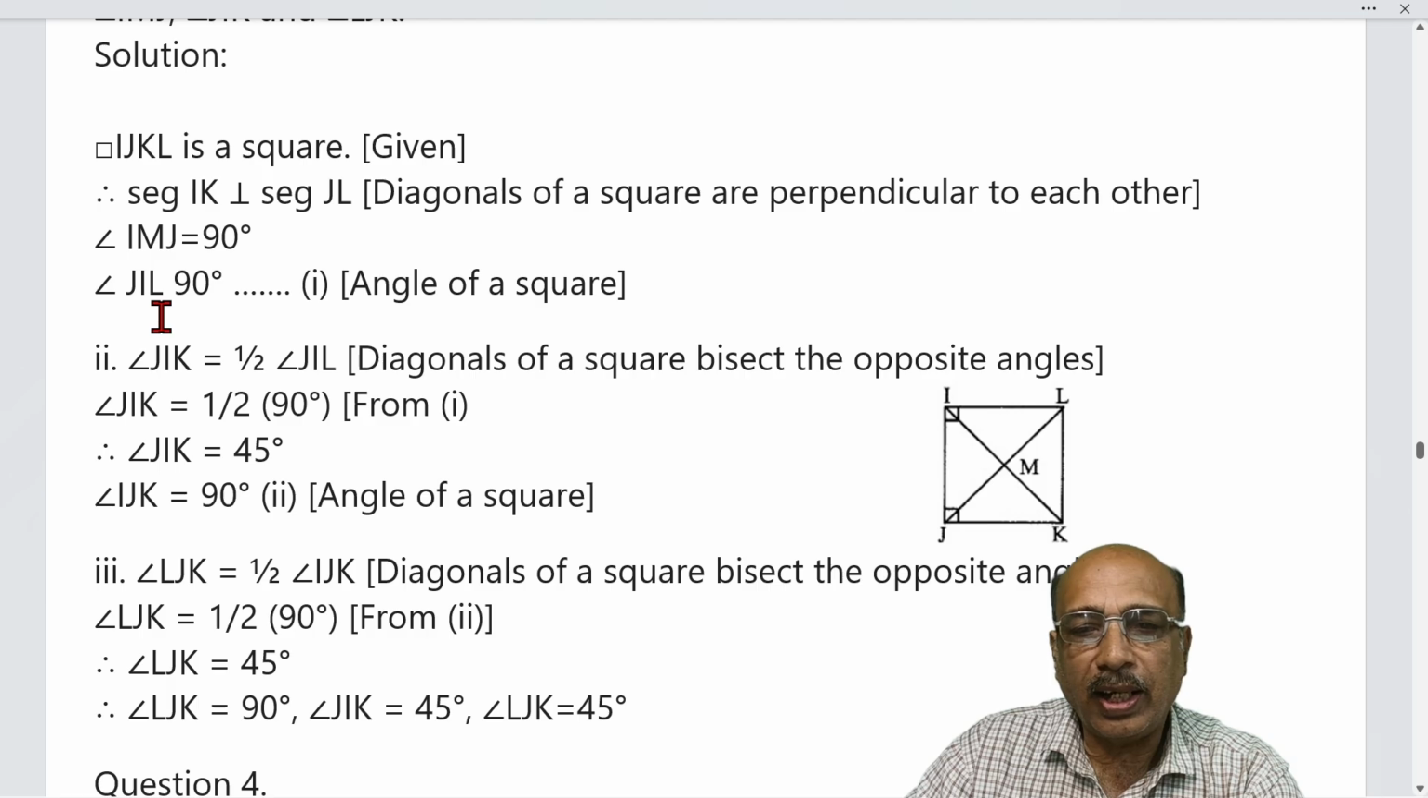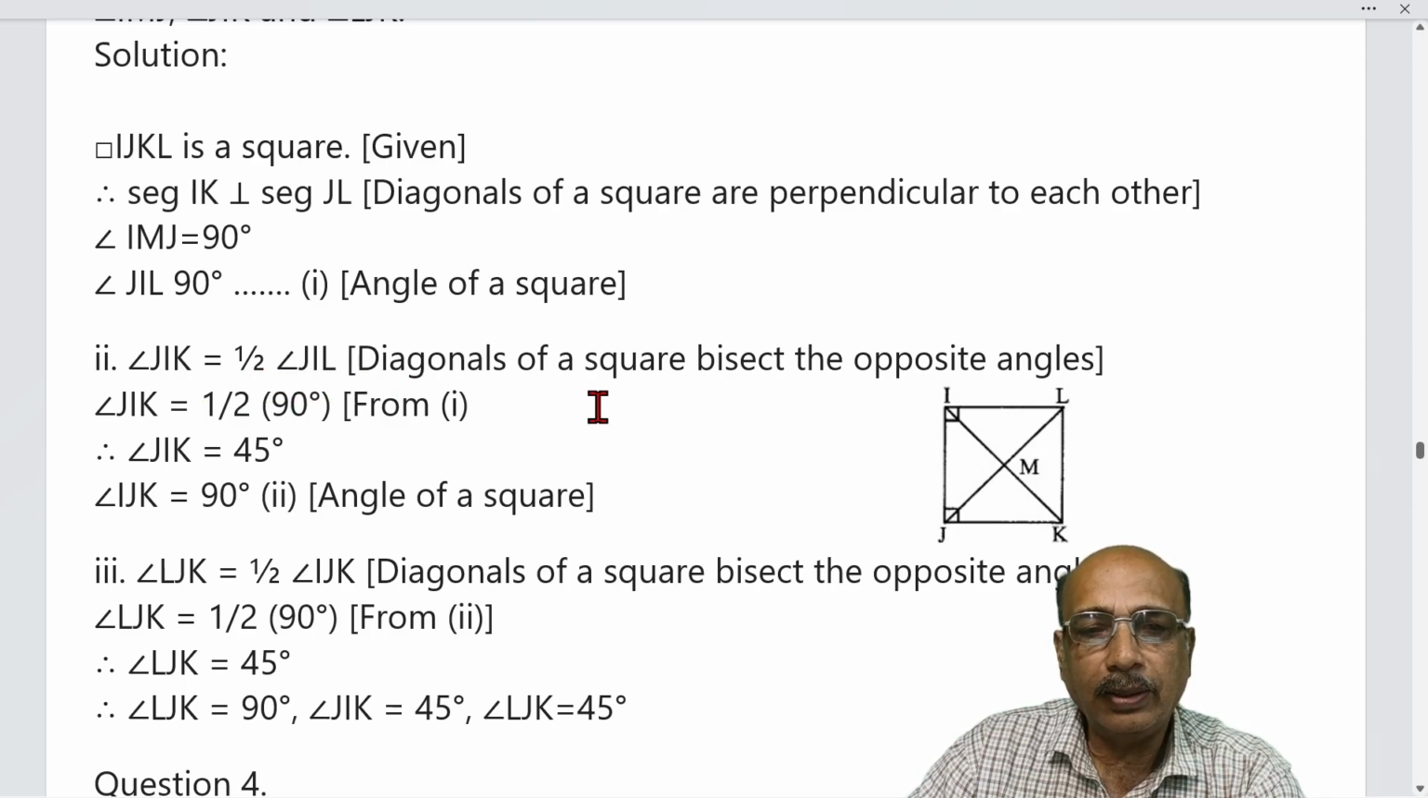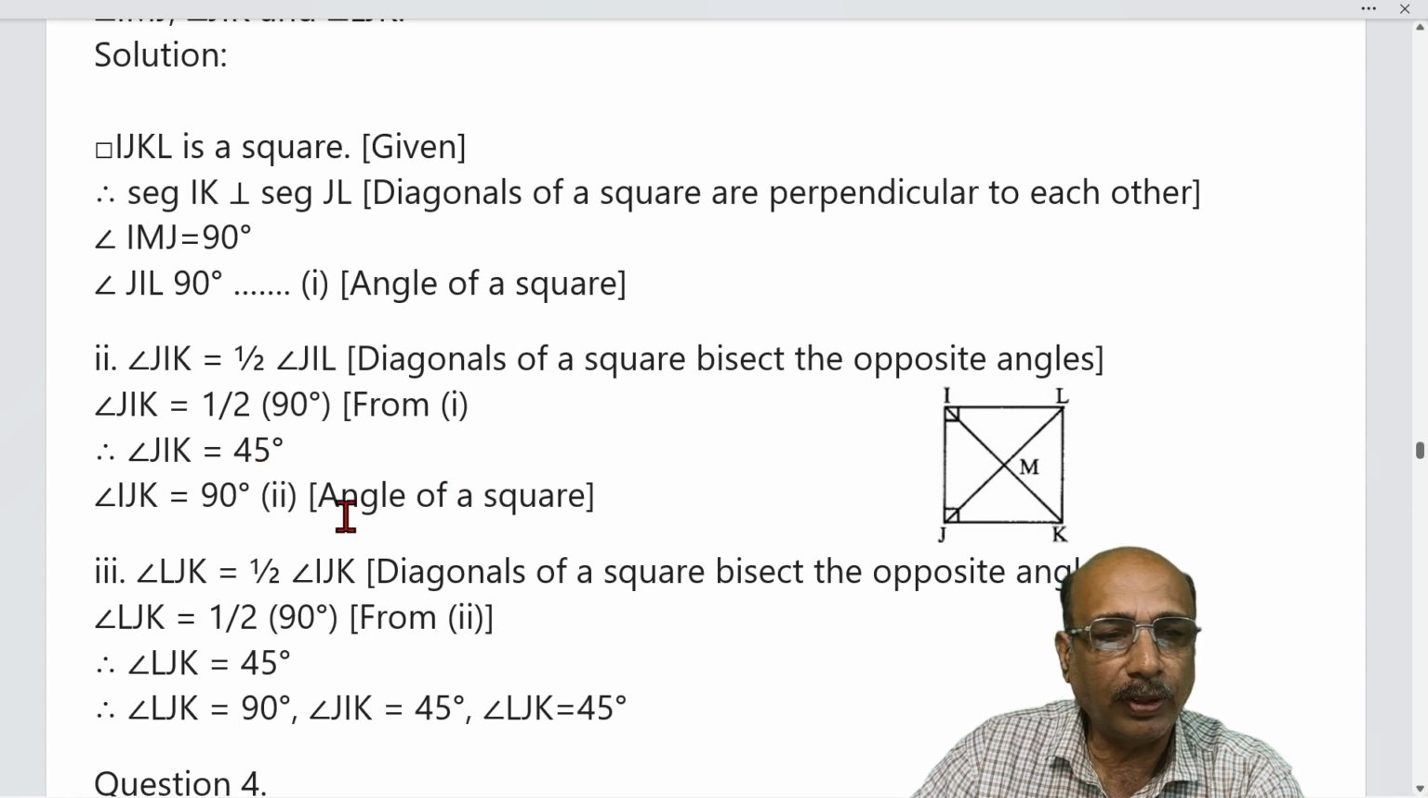Angle JIL is 90 degrees, an angle of a square. Angle JIK equals half of angle JIL. Diagonals of a square bisect the opposite angles. Therefore, angle JIK equals half of 90 degrees, that is half of JIL. So JIK equals 45 degrees. JIK is 45 degrees.